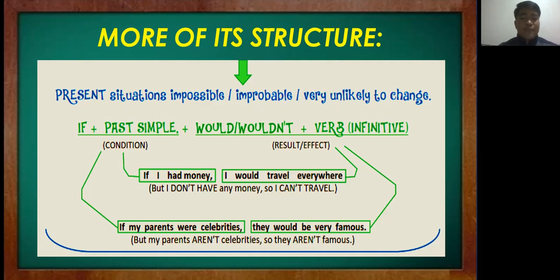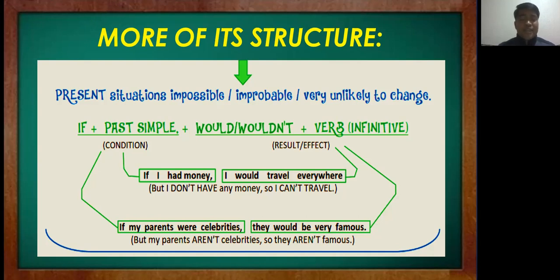So what does this sentence mean? It simply means you don't have money, so you can't travel. That's it. Another example sentence. If my parents were celebrities, they would be very famous. But my parents aren't celebrities. So, meaning they aren't famous.